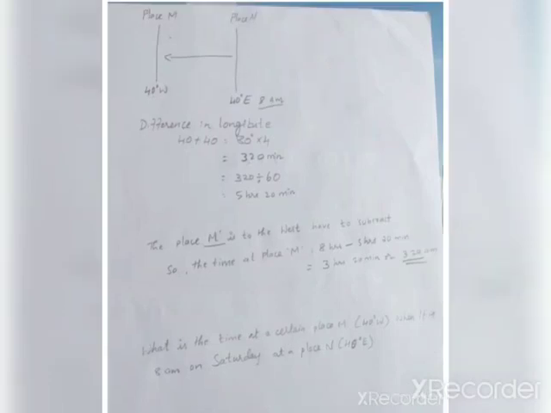Since the place M is towards the west, we have to subtract. So the time at place M will be 8 hours minus 5 hours 20 minutes. You will get 3 hours 20 minutes, or you can also say 3:20 a.m. This will be the time at place M with 40 degree west.